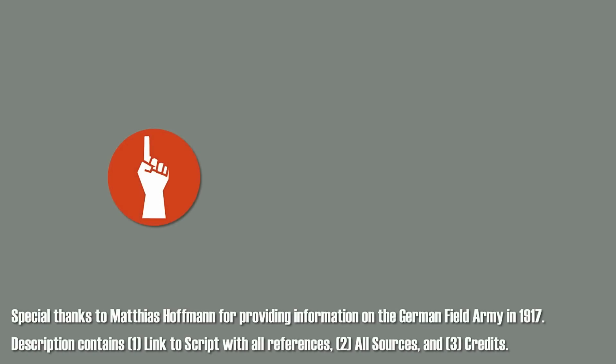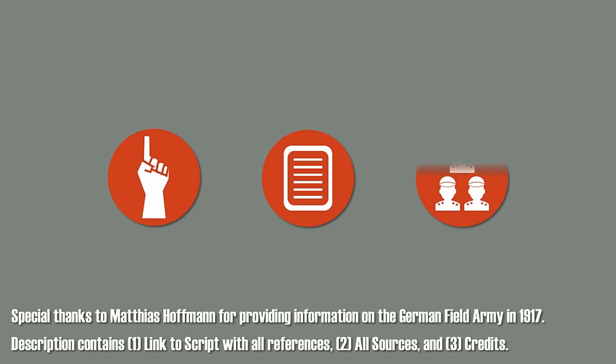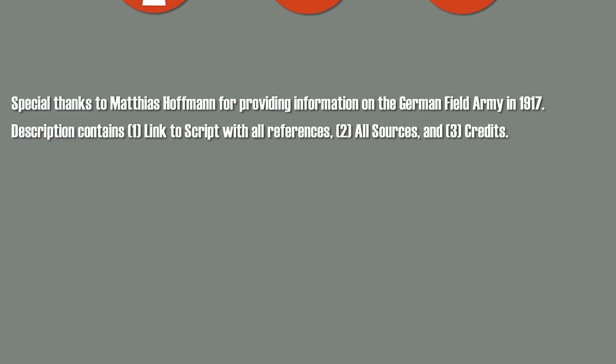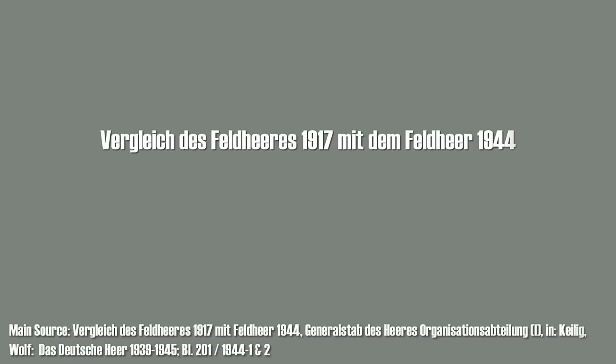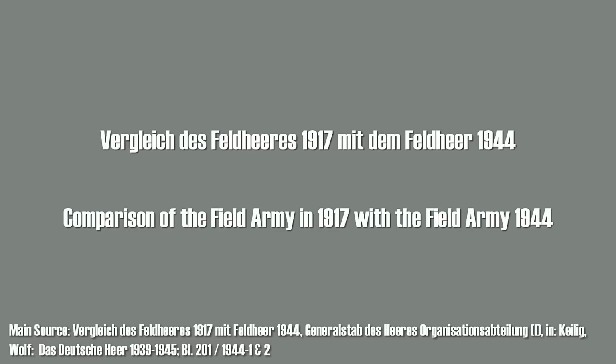The title of this video may appear like clickbait. Yet actually this is a shortened version of a document from the Organization Department of the German Army's Generalstab in July 1944. Now the original title of the document was Vergleich des Feldheeres 1917 mit dem Feldheer 1944, which means comparison of the Field Army 1917 with the Field Army 1944. So this video is basically a visualization of selected parts of the document with some additional information and context.